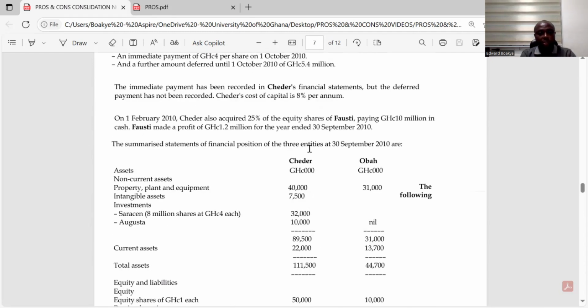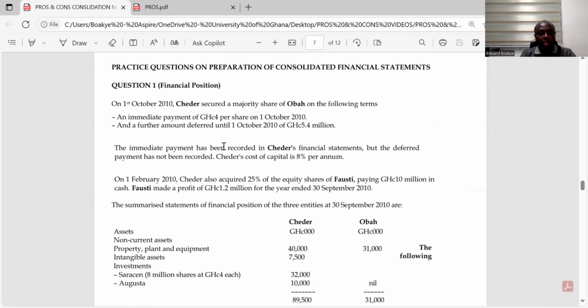Let's look at the question once again. They purchased the company on 1st October 2010. Sorry, so this is supposed to be rather 1st October 2009. Sorry for the mistake. This is 1st October 2009. So the acquisition period is October 2009.